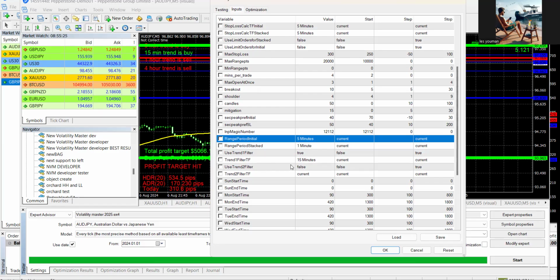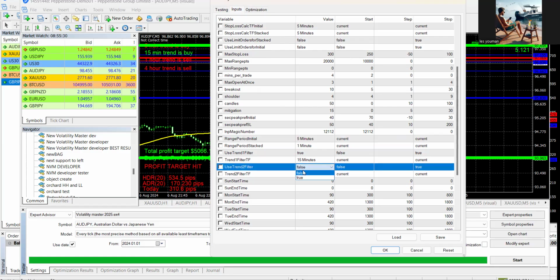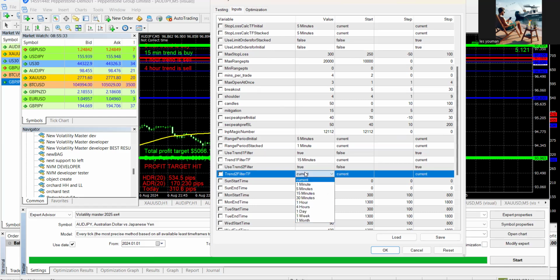We have a second trend filter, which we currently have set to false. But if we set it to true and we set the time frame for it to 1 hour, now it will only trade with the 15-minute and the 1-hour trend. So both of these need to be lined up. If I did do all that and clicked OK on a real chart, then the 1-hour trend would be green as well.